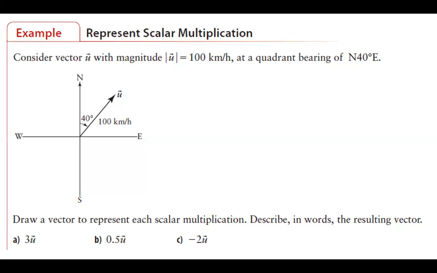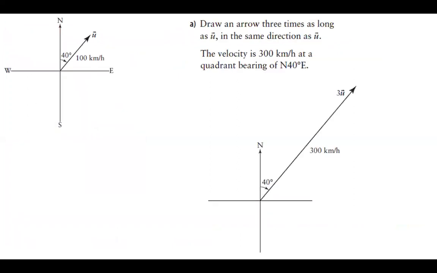Okay, have we finished? Let's have a look at the solutions. First, draw an arrow 3 times as long as vector u in the same direction as u. Then the velocity is 300 kilometers per hour at a quadrant bearing of east of north 40 degrees. So that's 3u.